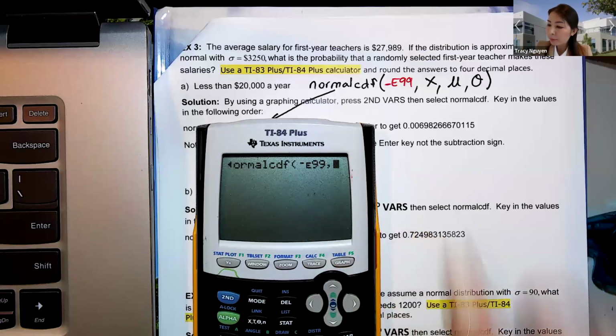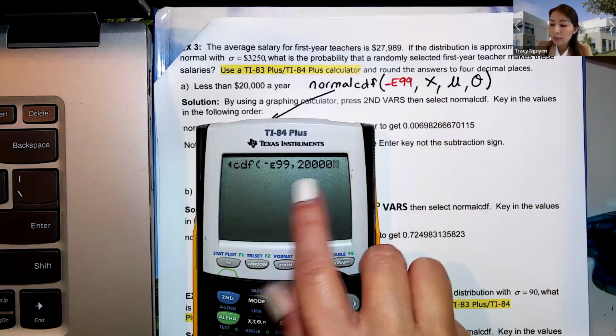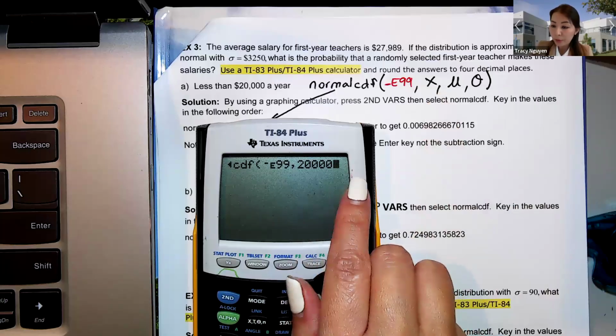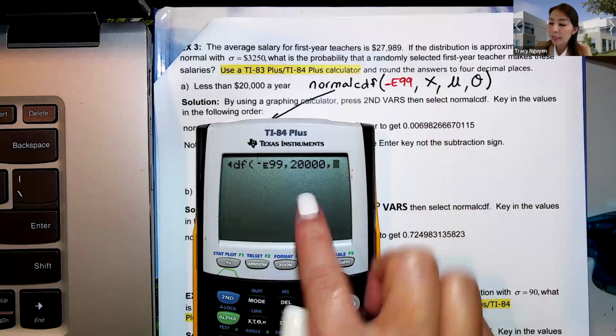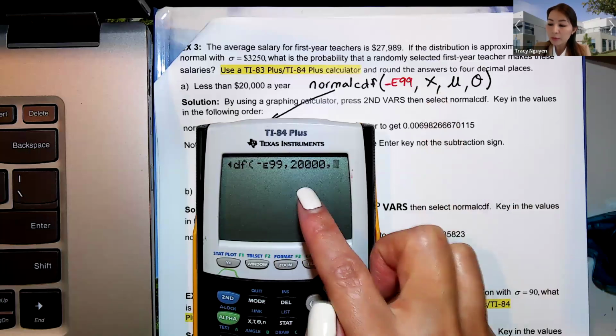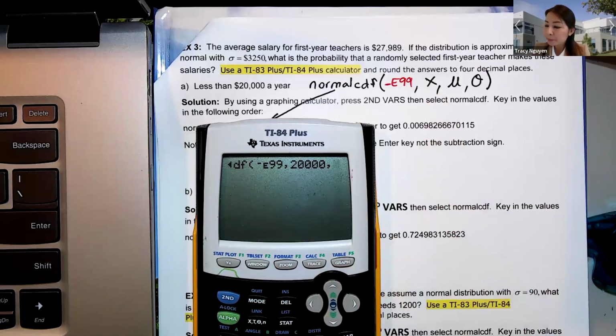We're going to do comma. What's next is our X value, which is 20,000. When you key in a number that has more than 3 digits, you don't use the comma to separate the thousands. Here we use the comma to separate one quantity from another. So in 20,000, you just key in 20000. You don't do 20 and then comma and 3 zeros. Mu, we have 27,989; likewise, comma, sigma, we have 3,250. Close parentheses, press enter.